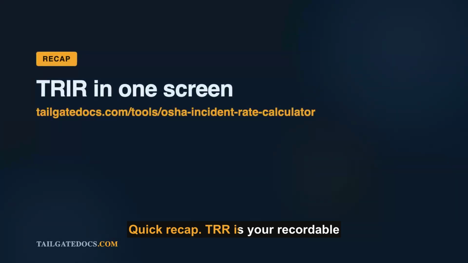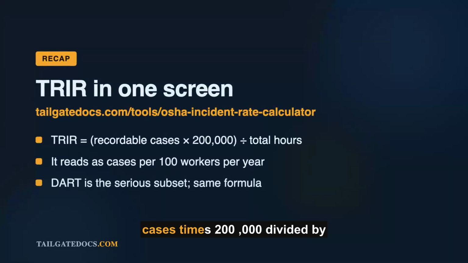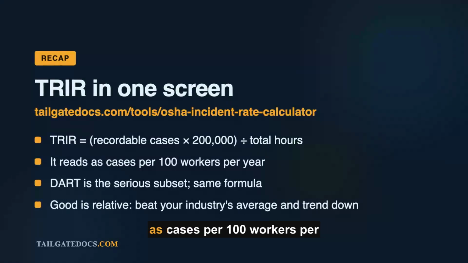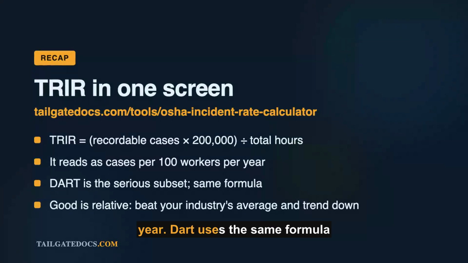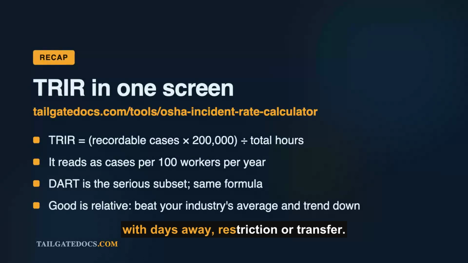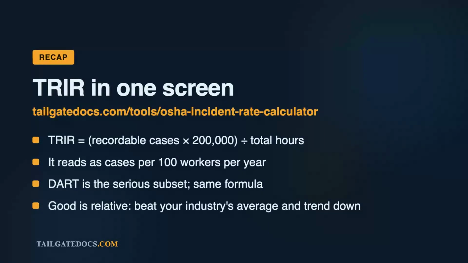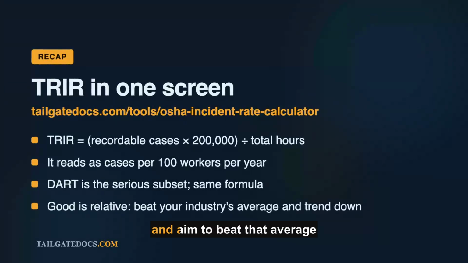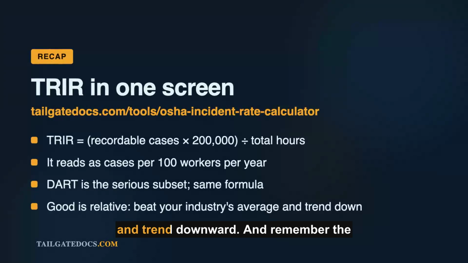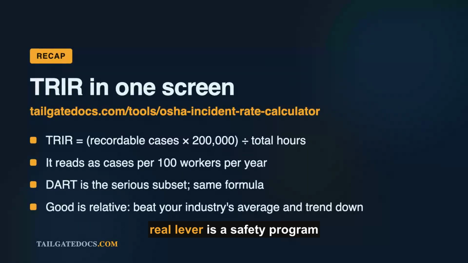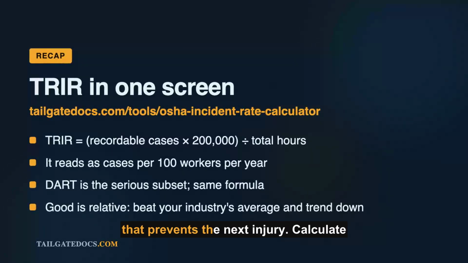Quick recap. TRIR is your recordable cases times 200,000 divided by total hours worked, and it reads as cases per 100 workers per year. DART uses the same formula, but counts only the serious cases with days away, restriction, or transfer. There is no universal good number, so compare against your own industry and aim to beat that average and trend downward. And remember, the rate is a lagging indicator. The real lever is a safety program that prevents the next injury.